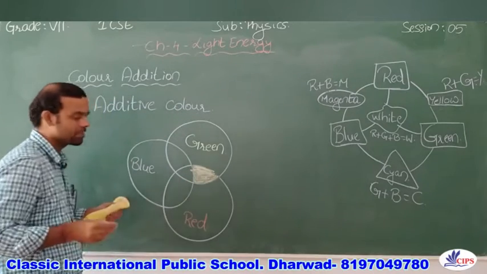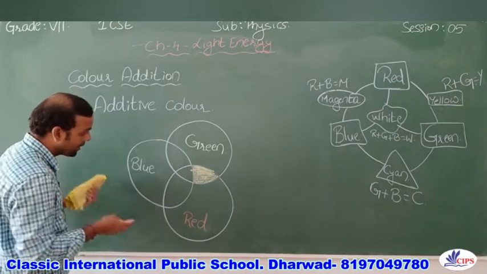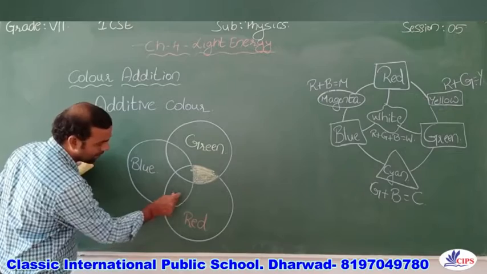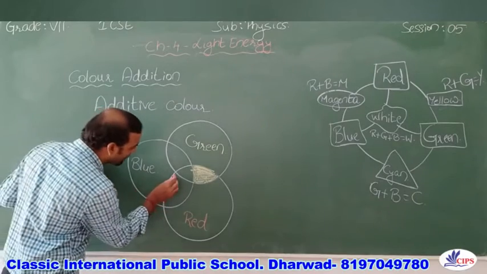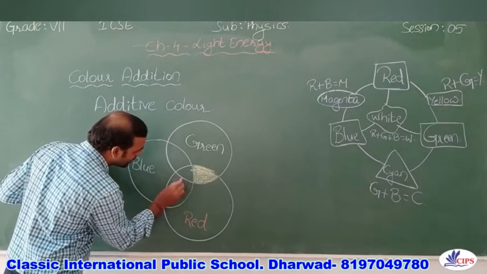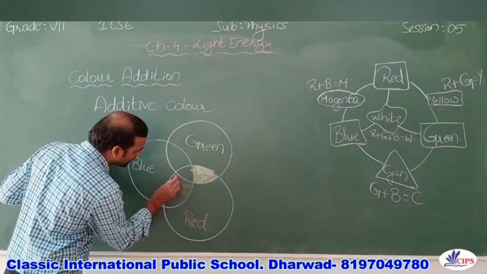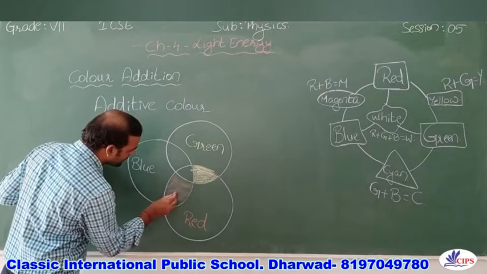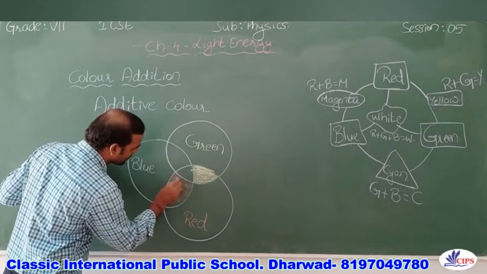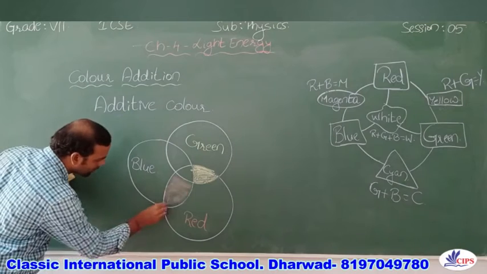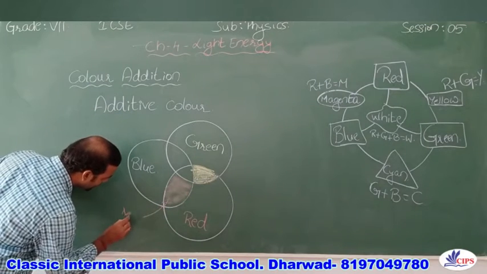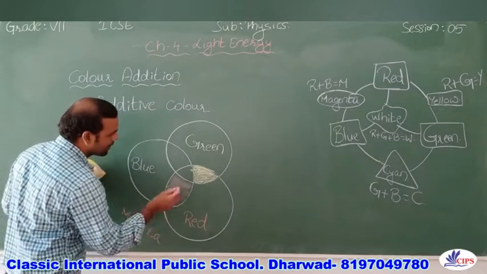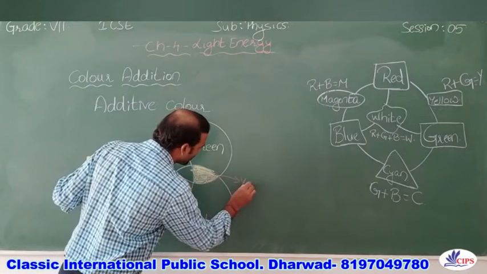This part becomes yellow. Then here red and blue are overlapping. So in this portion only red and blue are overlapping. So you can observe this color. As you can see the color, now this is magenta, right? Magenta, and this is yellow.